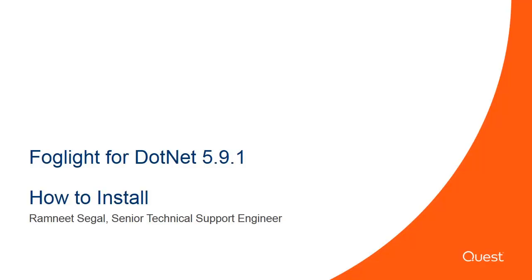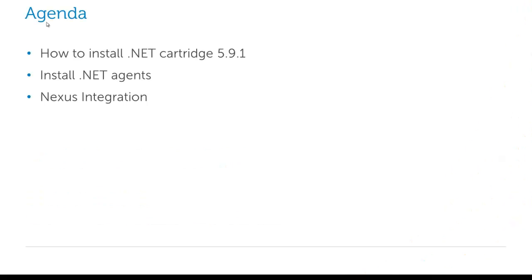How to install a .NET Agent 591. The purpose of this video is to demonstrate to a Foglight admin how to install the Foglight for .NET 591 by uploading the .car file downloaded from the support website. We will then proceed to demonstrate how to install the .NET Agent 591. We will also give a brief intro to the Nexus cartridge integration within the .NET Agent.